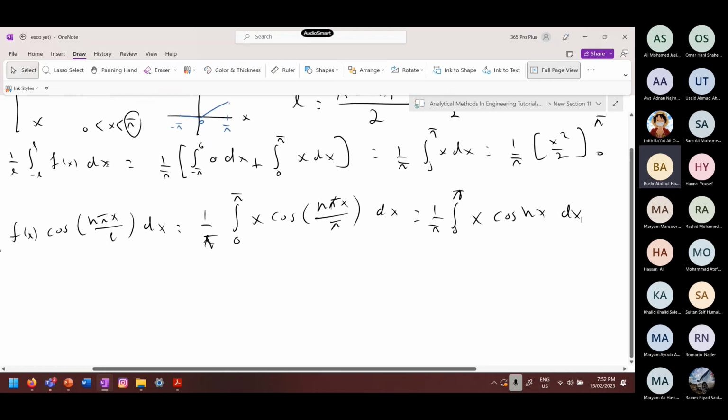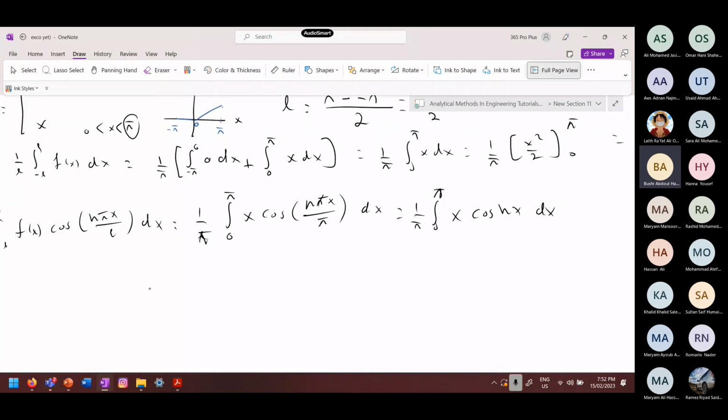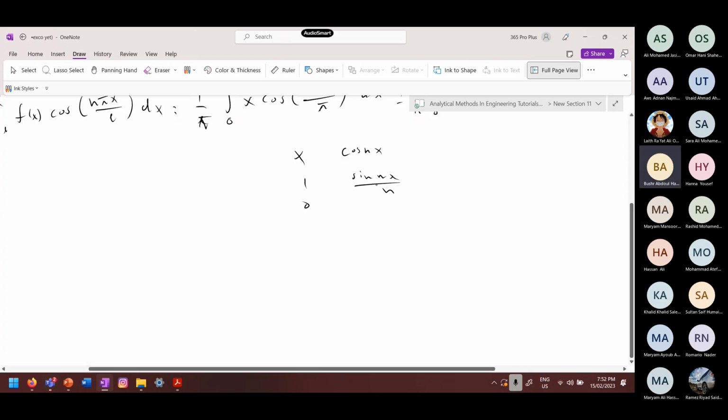You can integrate it in 2 methods. The first method is called integration by parts, uv vdu, which I don't like. You can use the tabular form, which is x, 1, 0, cosine nx. The integration of cosine nx is sine nx over n, and the integration of this term is negative cosine nx over n squared.